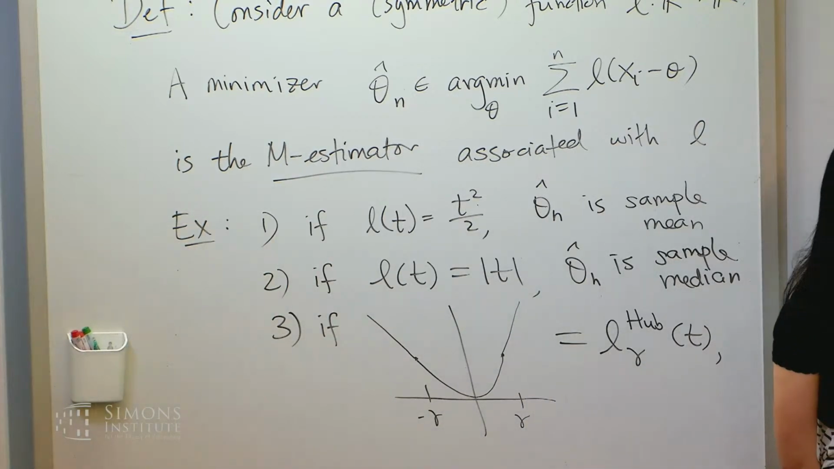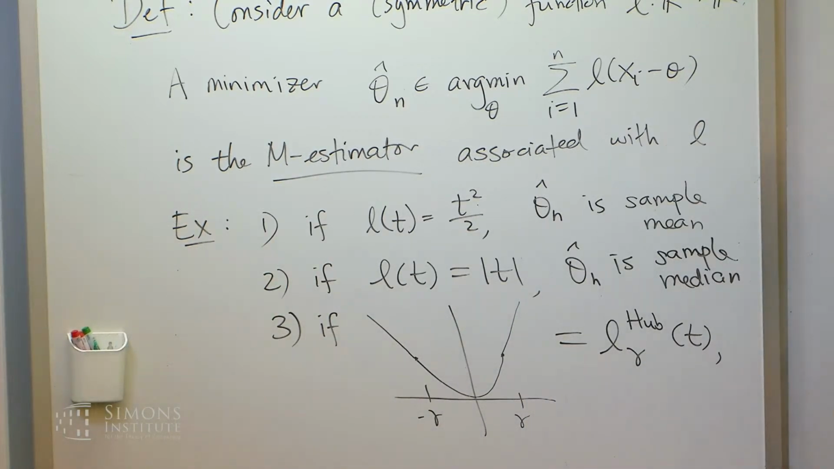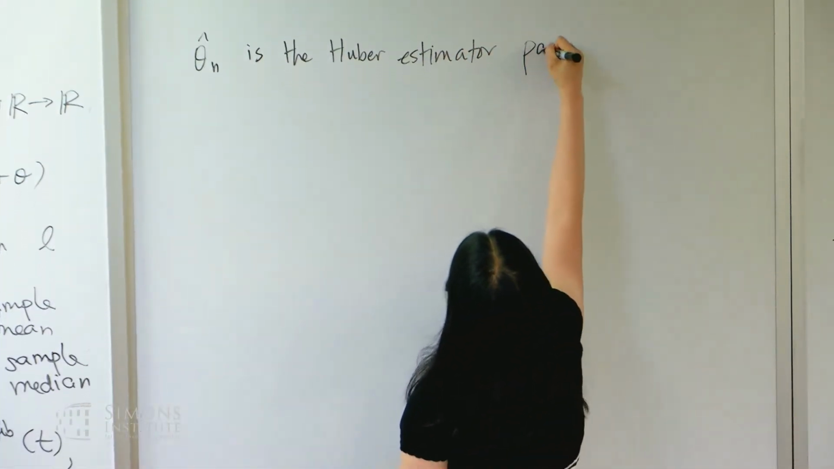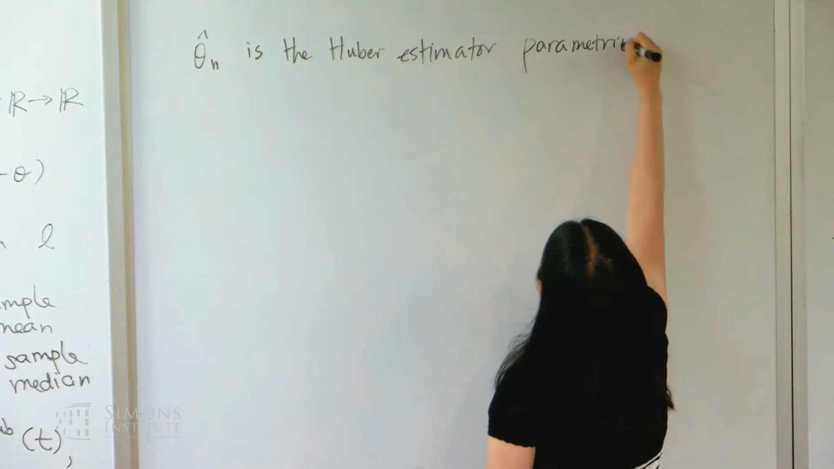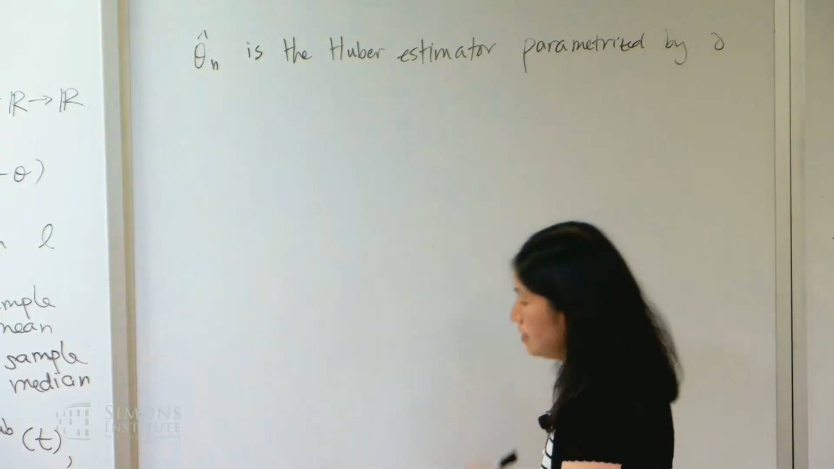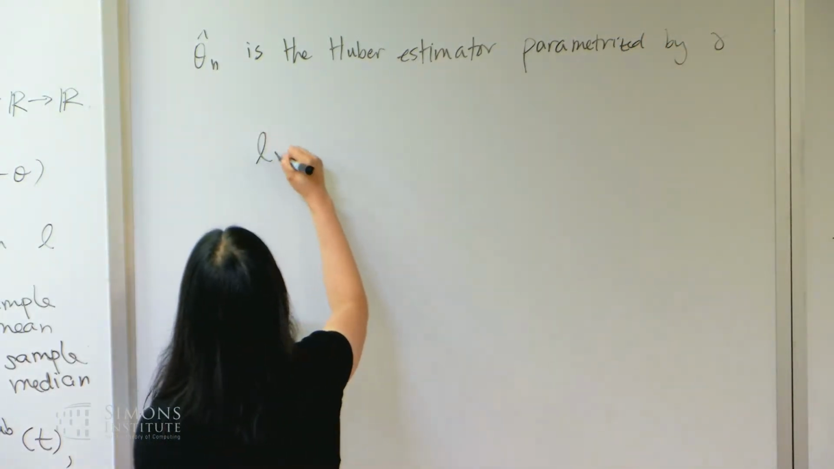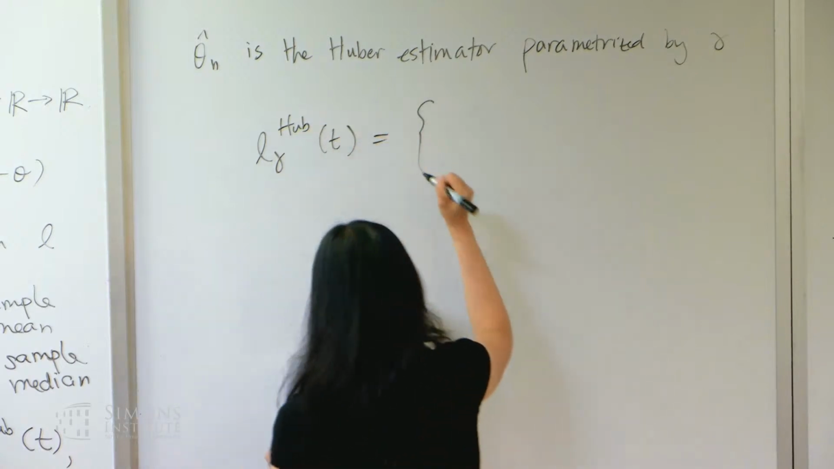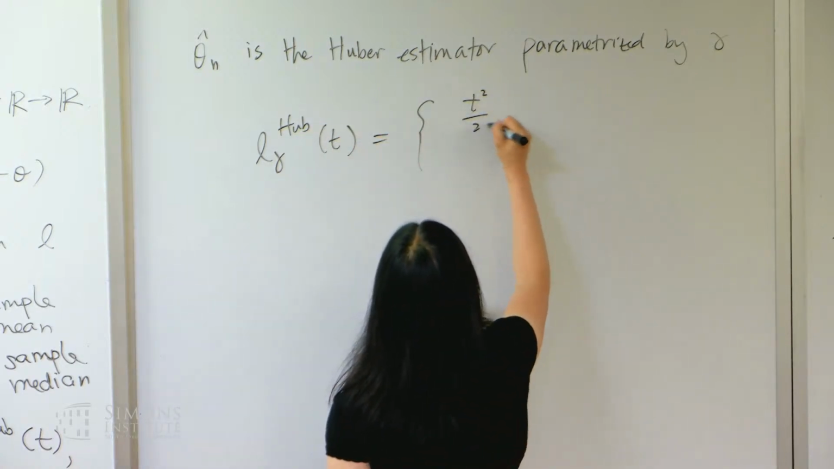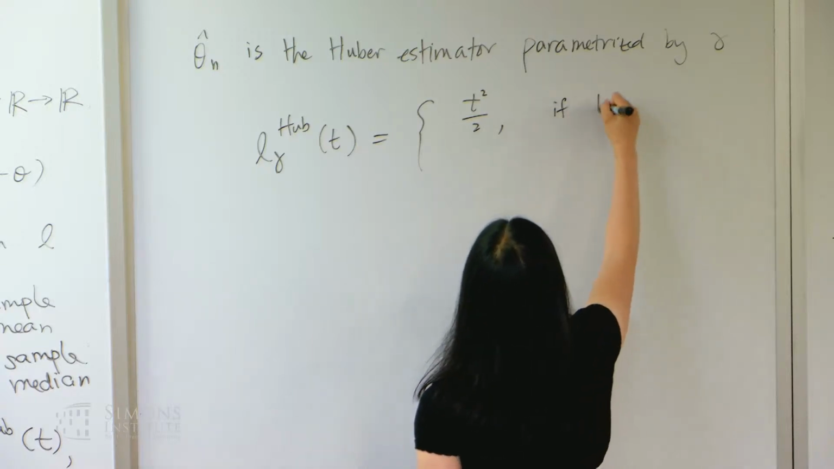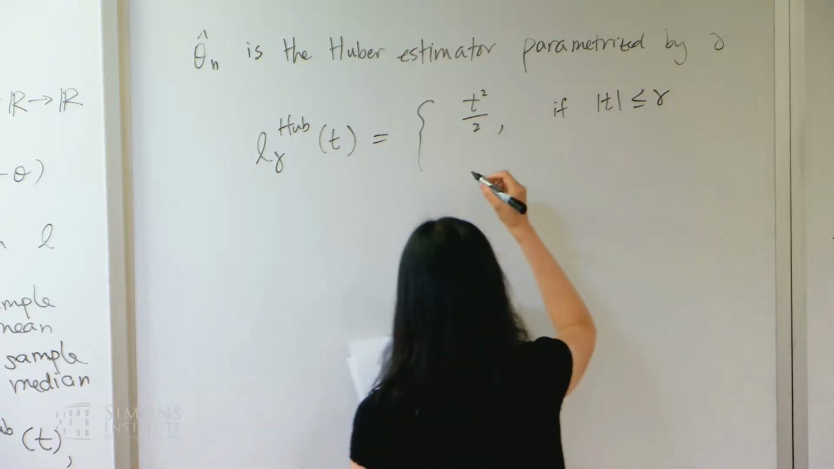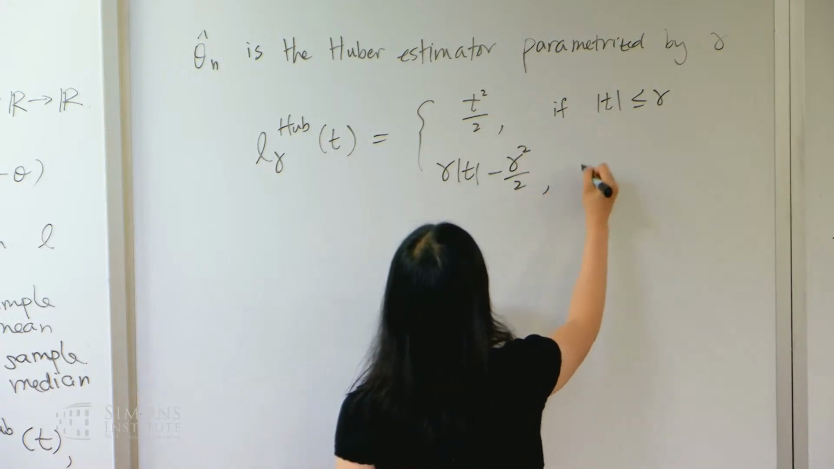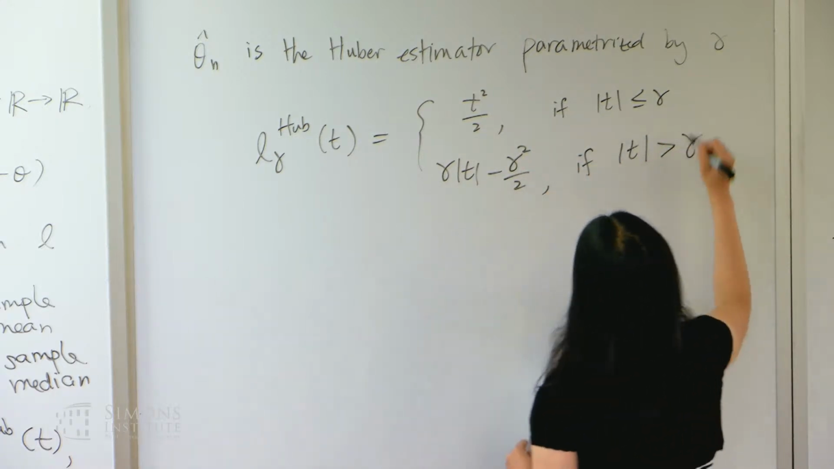Then theta hat n is the Huber estimator parametrized by gamma. What it looks like is L gamma Huber of t is equal to t squared over 2 for absolute t less than or equal to gamma, and then it becomes linear: gamma times absolute t minus gamma squared over 2 otherwise.